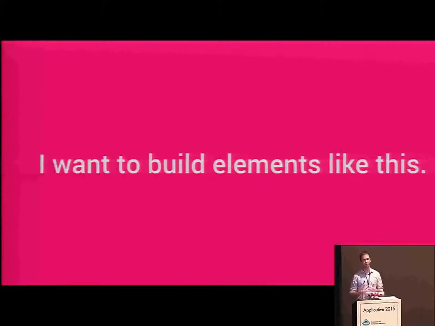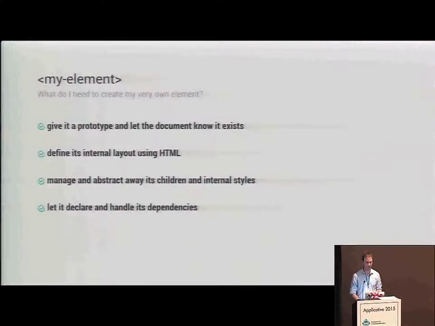I don't want to have to wait for it to be actually implemented natively in the browser. So this was the dream of web components. What would it take to create my own element with all the properties that the native select tag has? First, I'd have to be able to give it a prototype. So I want to give it a prototype in JavaScript. I want to tell it what its methods are going to be, and give it some basic layout, and let the page know that it exists so that I can actually put this tag on my page.